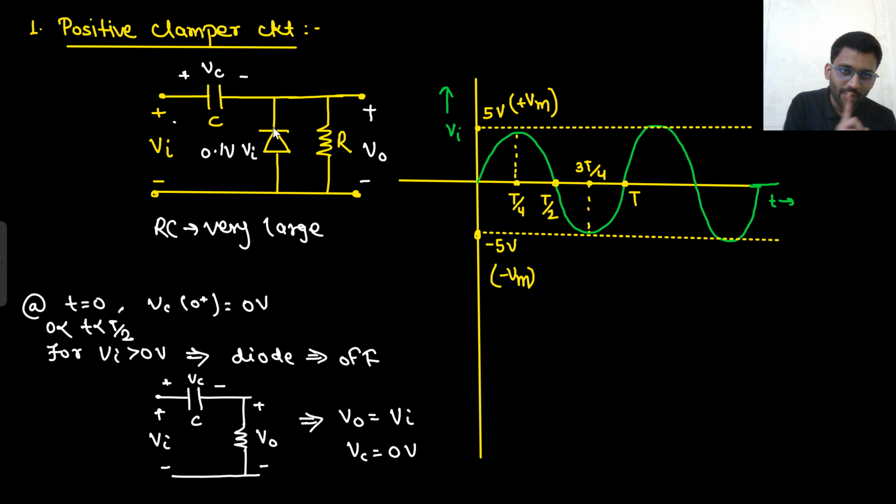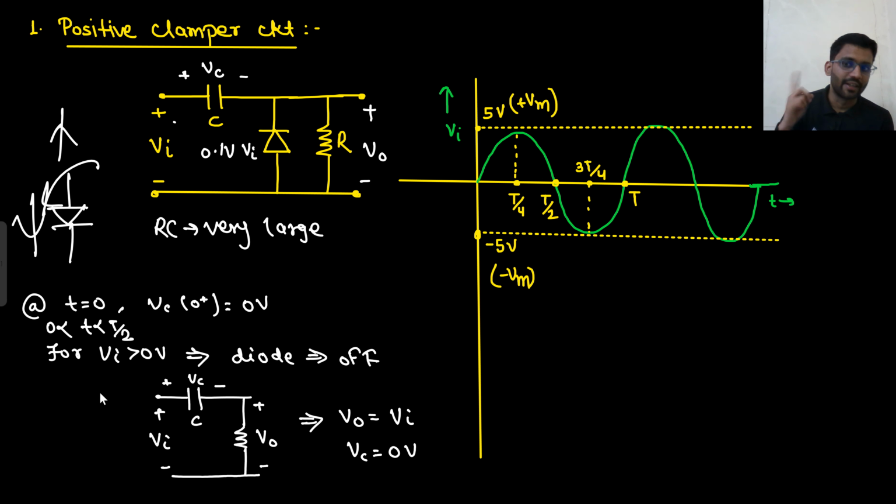Okay, this is one thing. And the other thing, how you will determine whether it is a positive clamper or negative clamper. In a positive clamper, the arrow of the diode is looking upward. That means this is a positive clamper. If the diode is made like this, that means the arrow is downward, that means it will be a negative clamper. If the arrow is upward, that is the positive clamper. That's how you can remember.